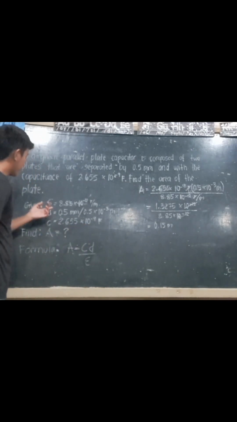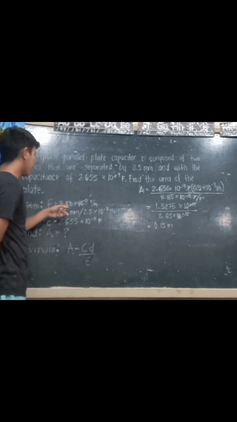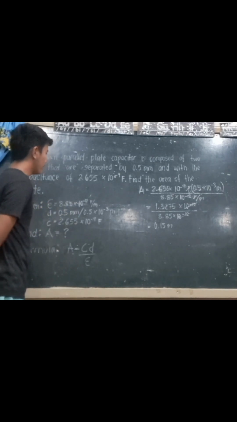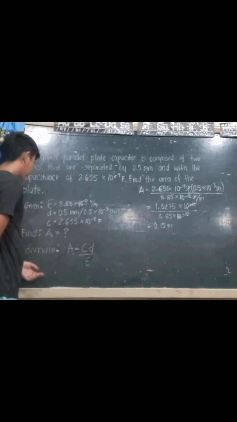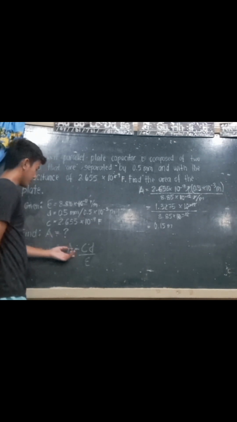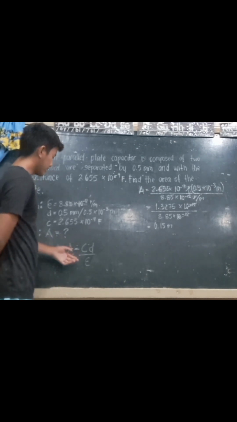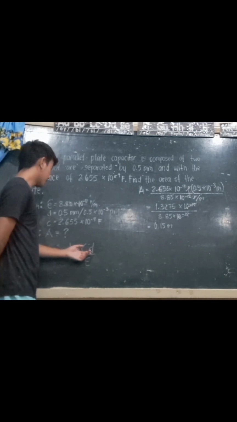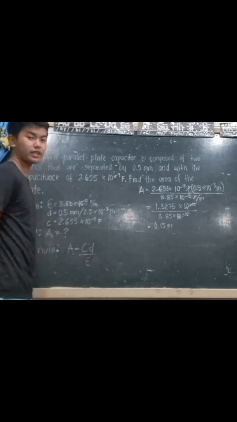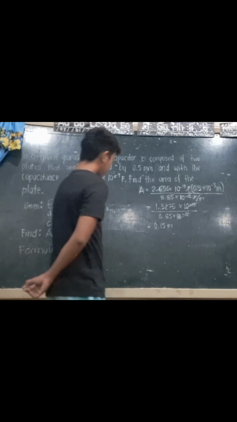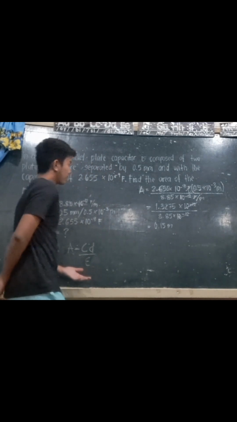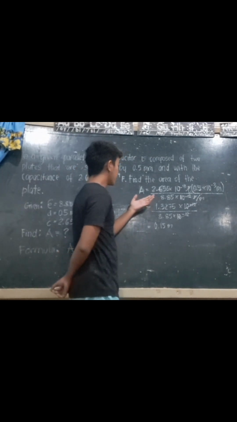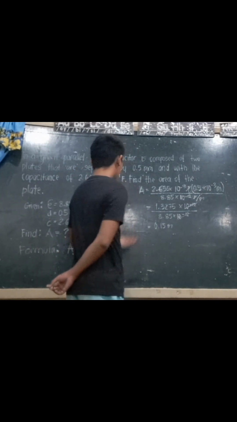And the value of the permittivity of free space is 8.85 times 10 to the power of negative 12 farad per meter. In finding the area, the formula we're going to use is A is equal to capacitance multiplied by the distance and divided by the permittivity of free space. So, after determining the formula, we can now proceed in substituting the values of the unit.